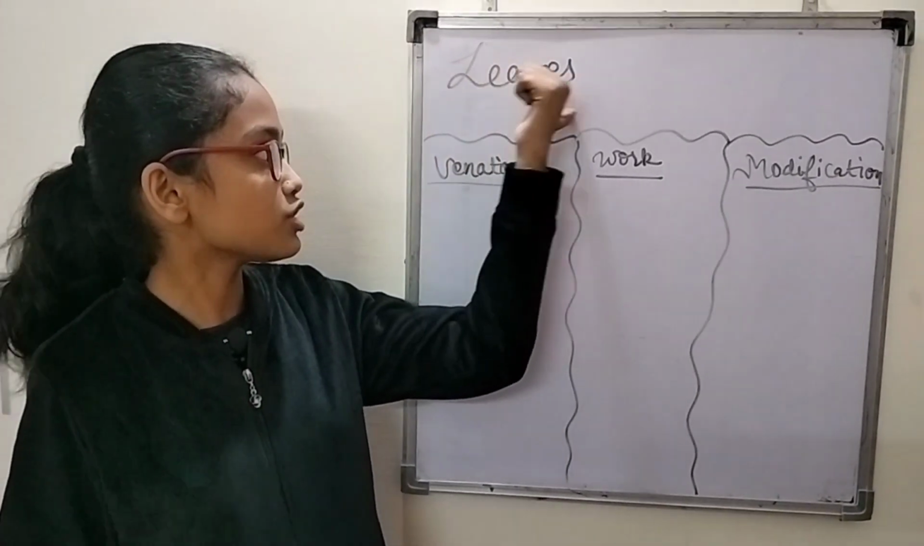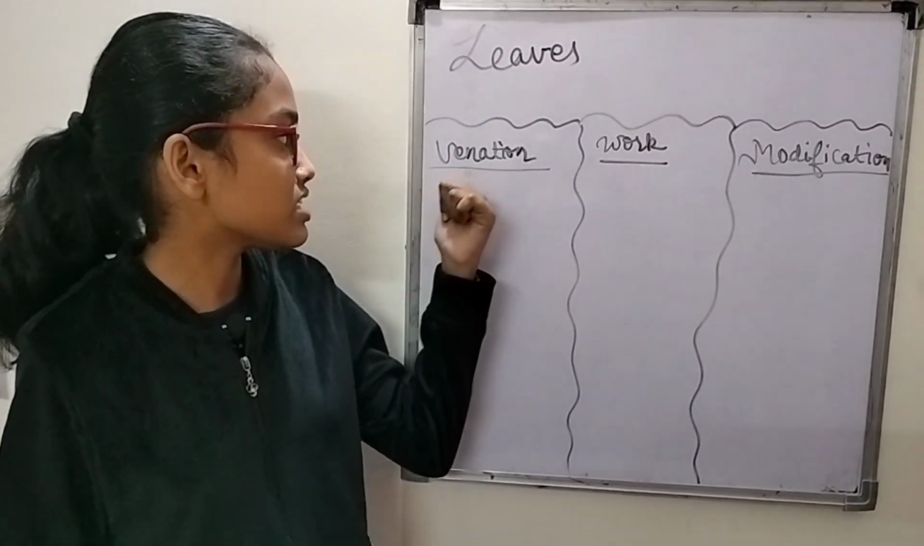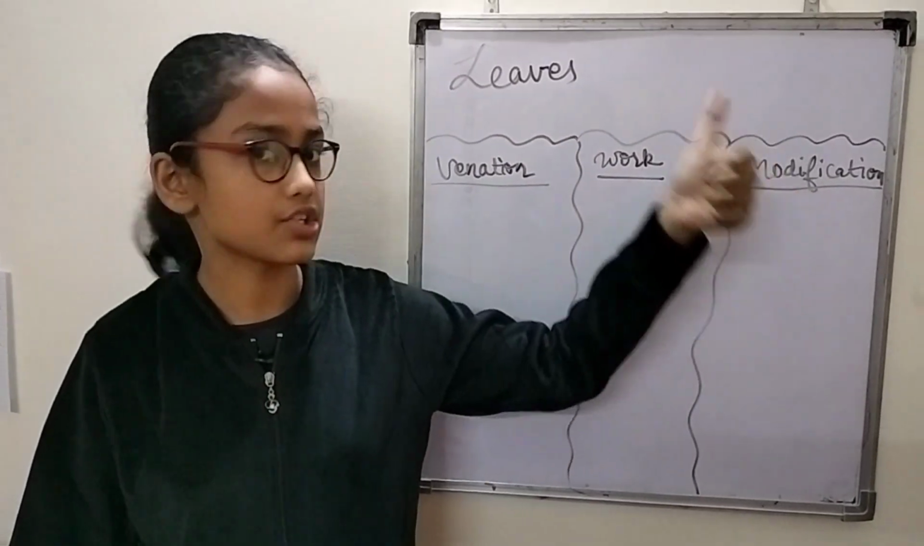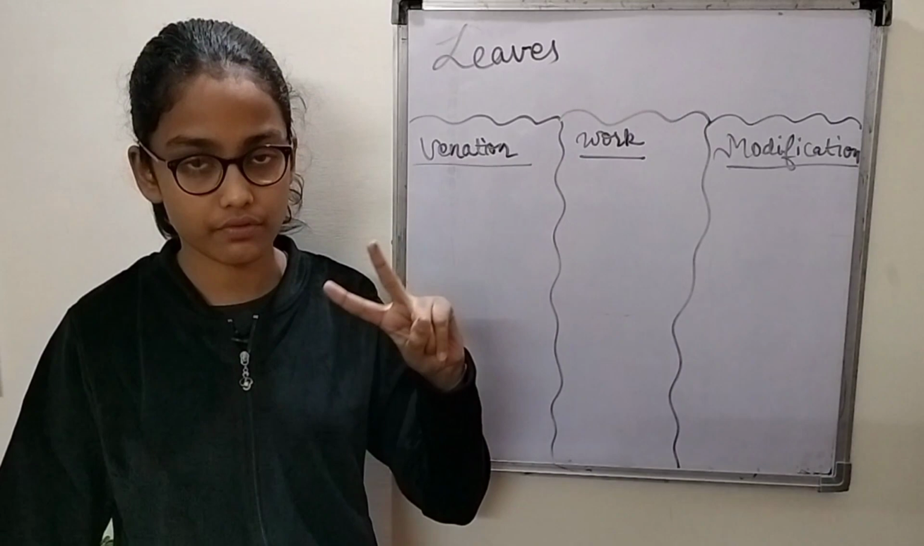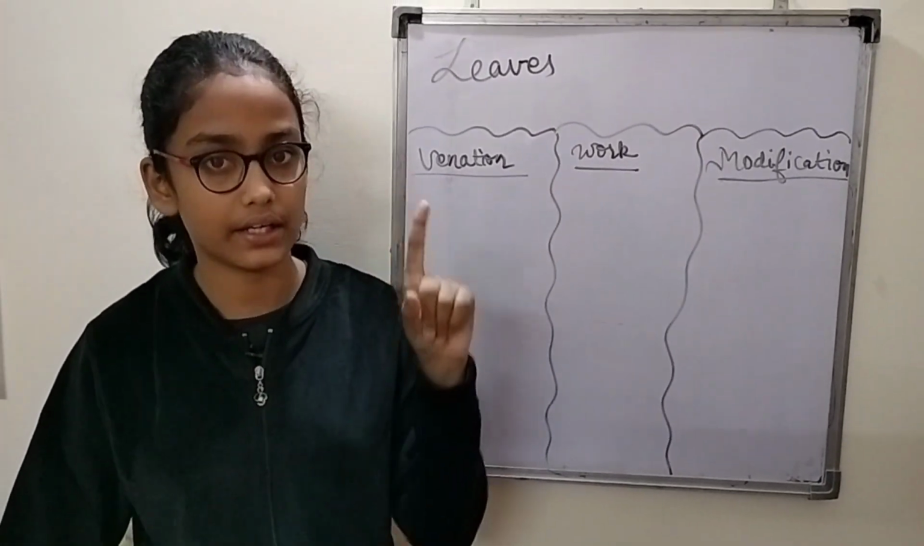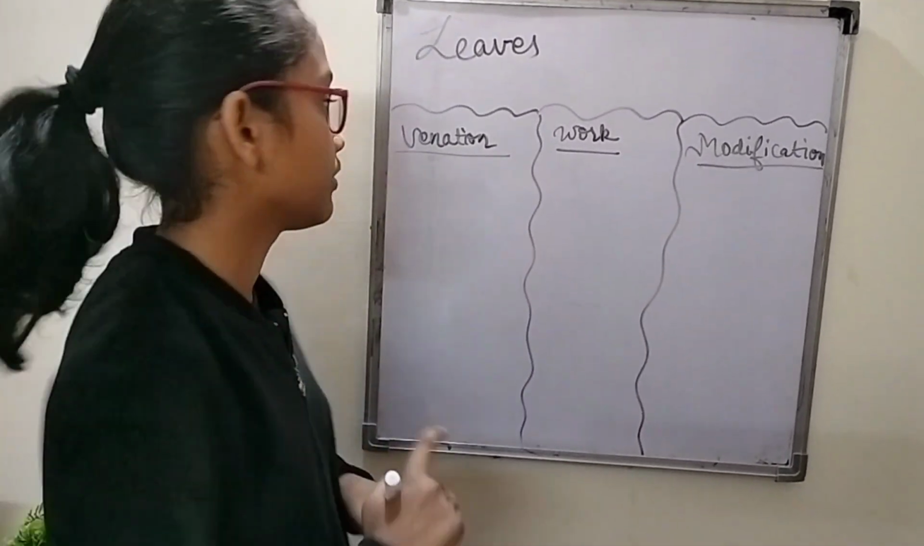Now the next topic is leaf. We will discuss the venation, work and modification of leaves. First is venation. There are two types of venation in leaves. First is reticulate and second is parallel.